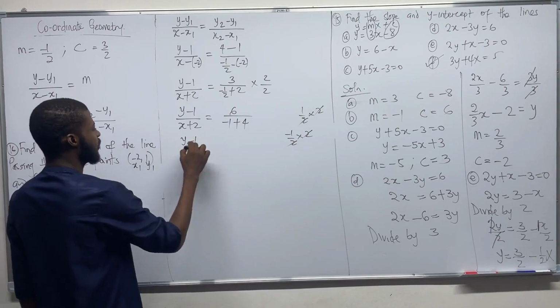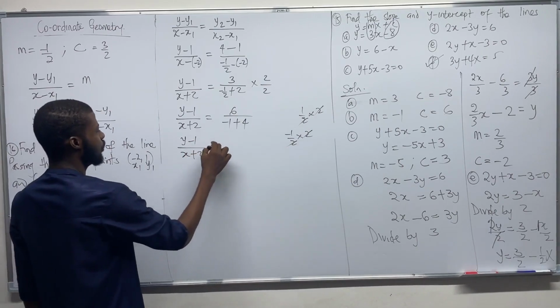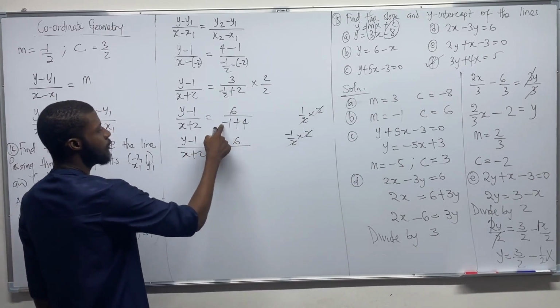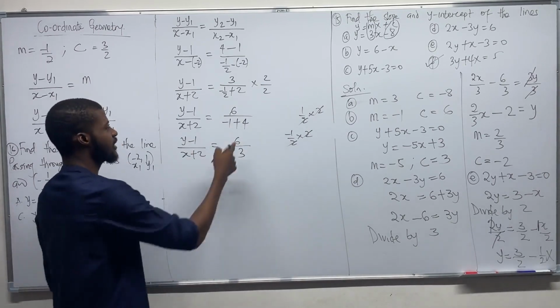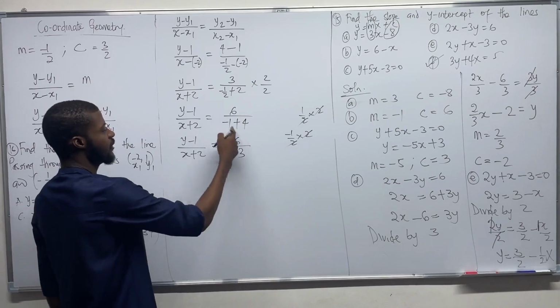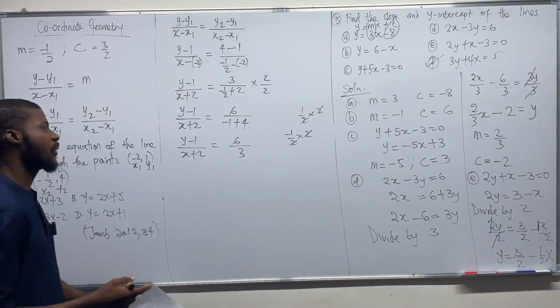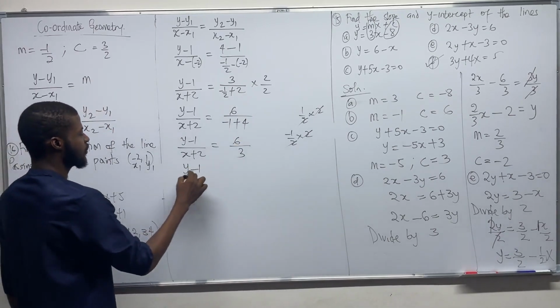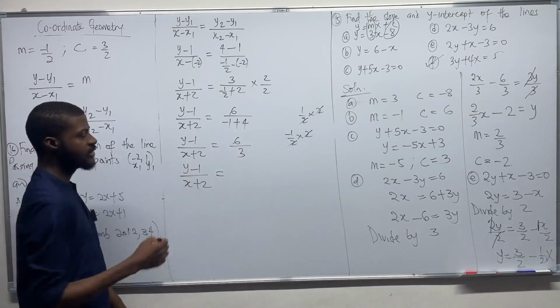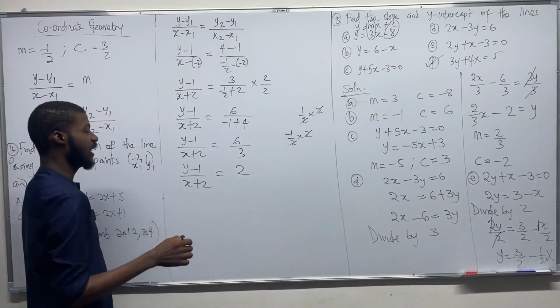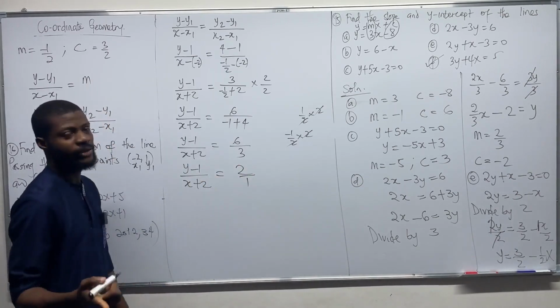So this is y minus 1 divided by x plus 2 equals 6 over minus 1 plus 4, which is just 3. It is the same thing as saying 4 minus 1. 4 minus 1 is just 3. So this is what we have. And this is y minus 1 divided by x plus 2 equals, what is 6 over 3? 6 over 3 is 2. And let me just write 2 over 1 so that I can cross multiply.